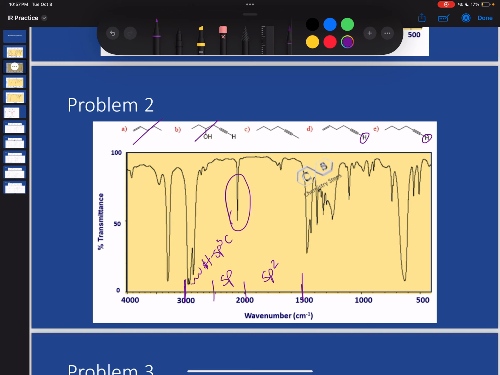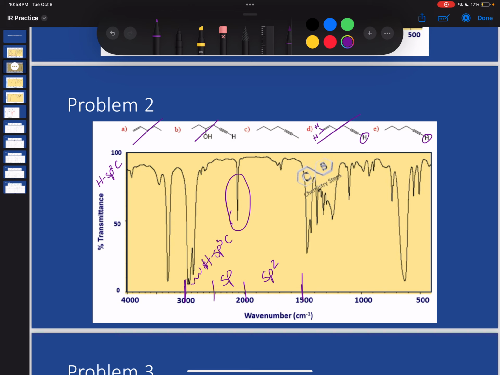If it is slightly above 3000, that would tell me if I would have sp2 carbon hydrogens. What I mean by that is I would have a hydrogen bonded to an sp2 hybridized carbon. I don't really see anything here, so I'm going to go ahead and eliminate D because this does have sp2 hybridized carbons, and I don't see any stretches there for that. So I'm going to go ahead and get rid of that one.